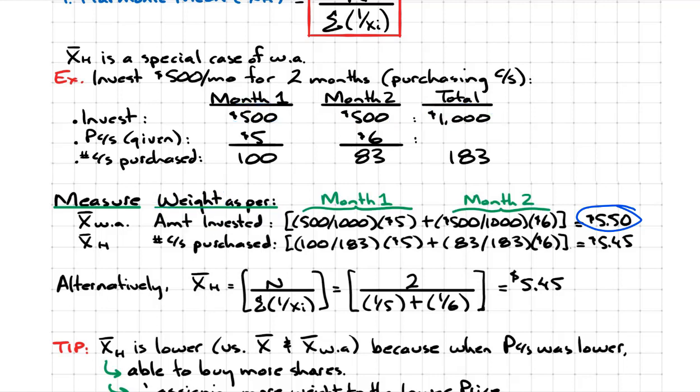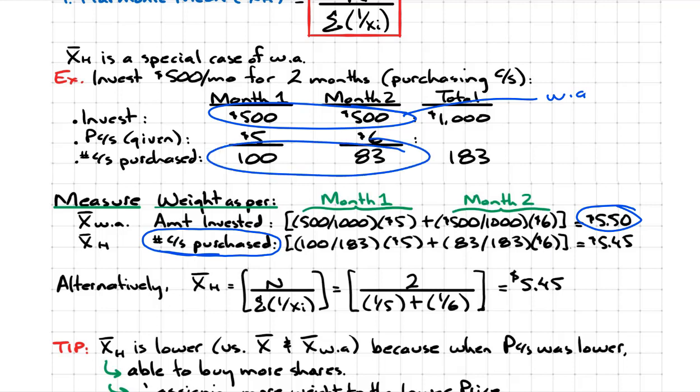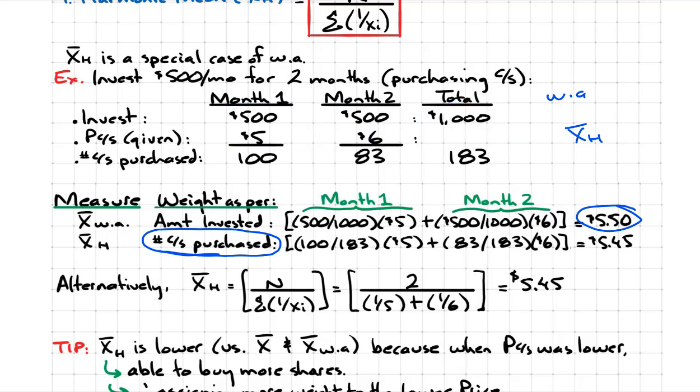With harmonic mean, the weights are based on how many shares you purchased each month. So it's right here. So with weighted average, you're looking at this. With harmonic mean, you're looking at this. And that's the difference. But they're both weighted average. It's just a question of what variable do you use to construct your weights.